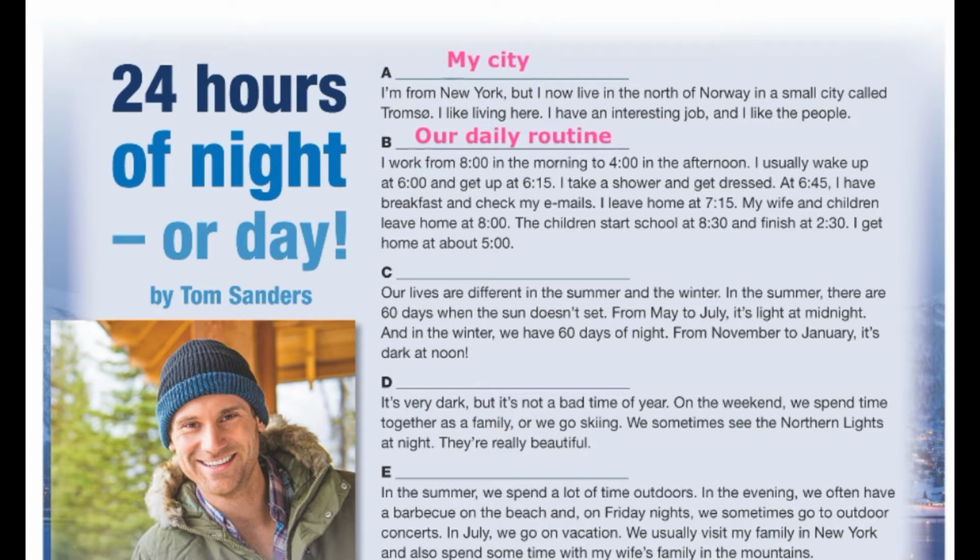Our lives are different in the summer and the winter. In the summer, there are 60 days when the sun doesn't set. From May to July, it's light at midnight. And in the winter, we have 60 days of night. From November to January, it's dark at noon.